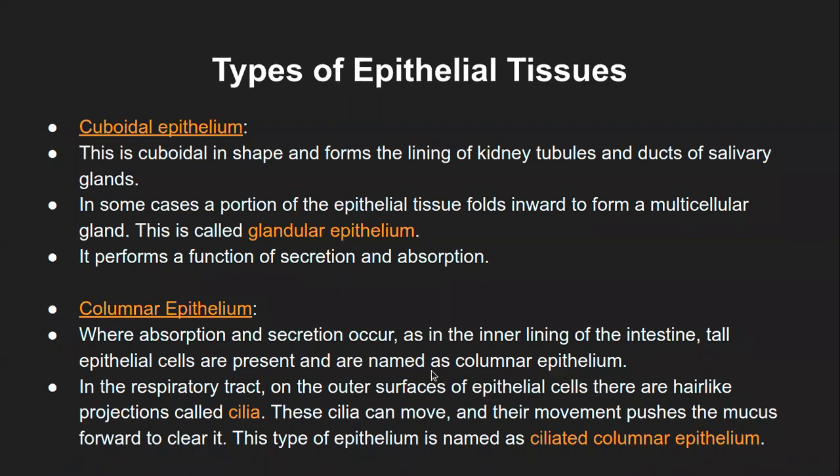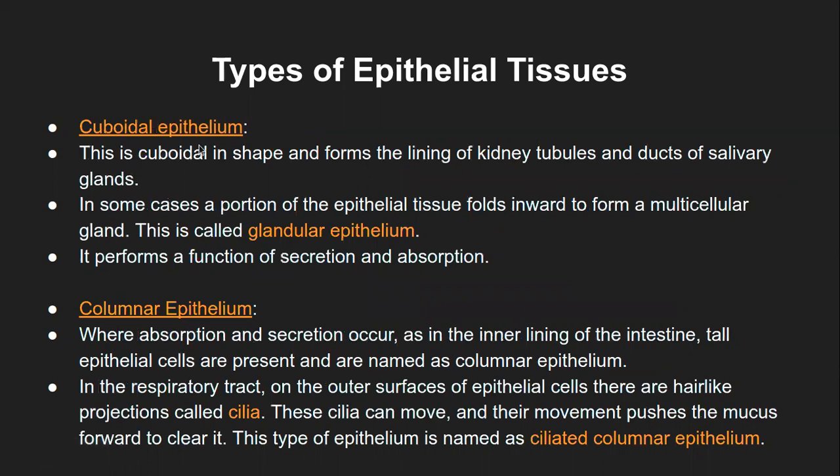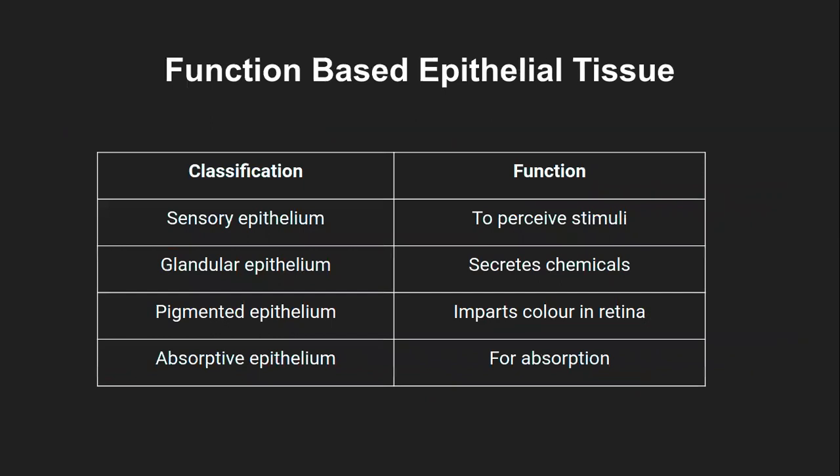So these are the different types: simple squamous and stratified squamous, where simple means a single layer and stratified means multiple layers. Cuboidal epithelium, of cuboidal shape, has another type, that is glandular. Then the columnar epithelium, with column-shaped cells, which can also have ciliated cells. So that is the general classification.